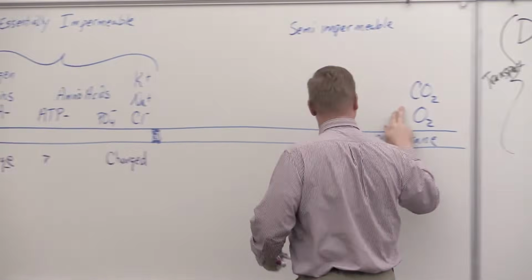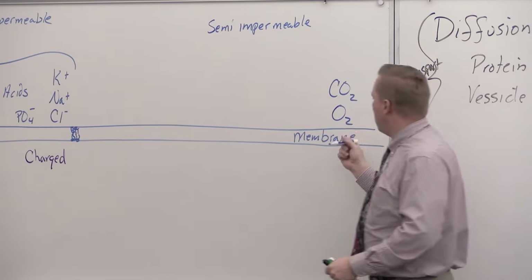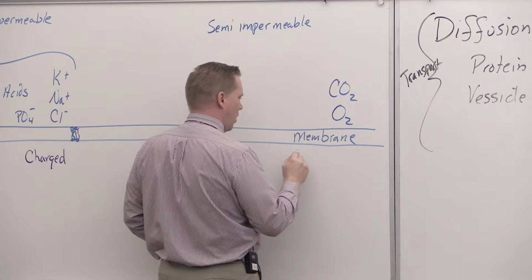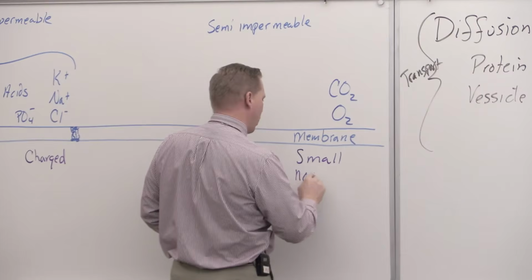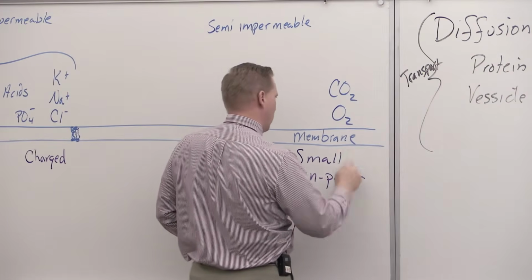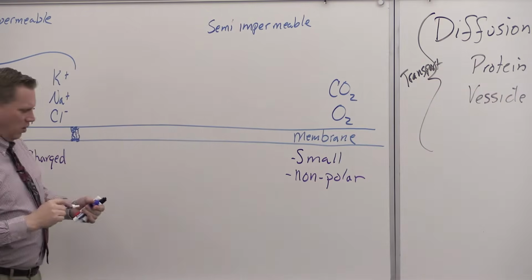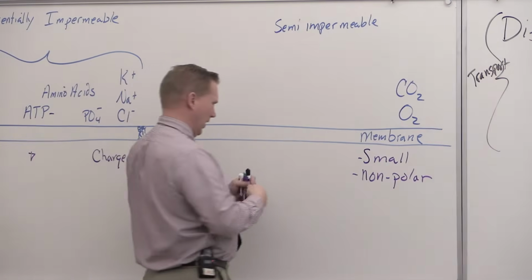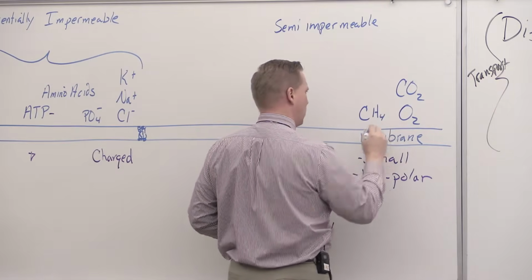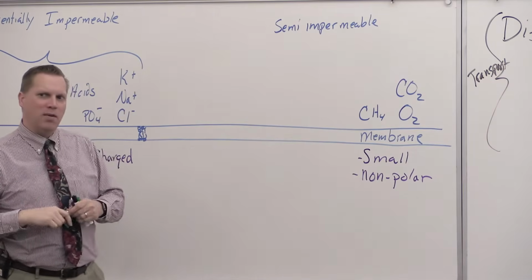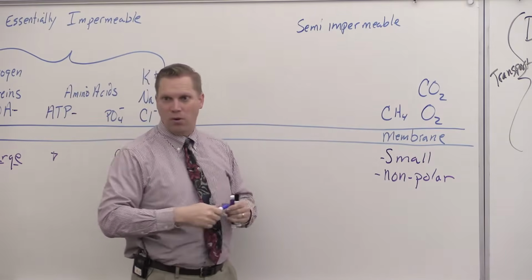Over here, the properties, when you look at things that are completely permeable to the membrane, you're going to find that these are small and they are nonpolar. So both oxygen and carbon dioxide are nonpolar. You might also add to this group if you had something like methane. So CH4, that would be pretty permeable to the membrane because, again, it's small. It's only 5 atoms, and it's nonpolar.